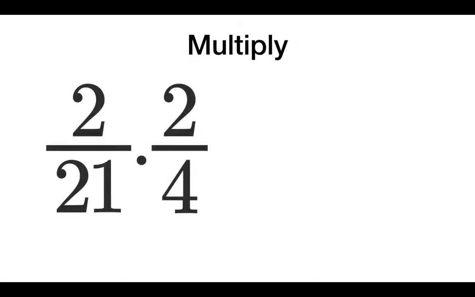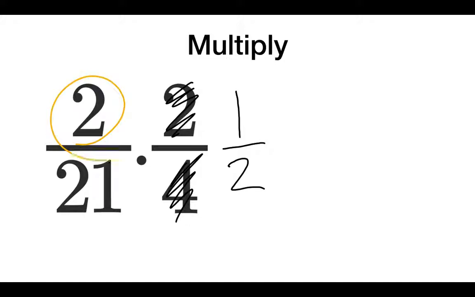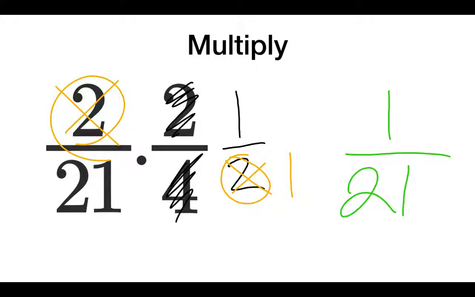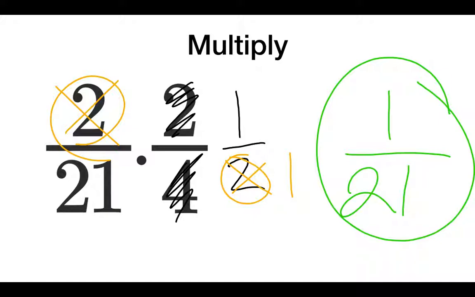So let's look at this one. If I wanted to multiply 2 over 21 times 2 over 4, the first thing I would do is change 2 over 4 to be 1 over 2. But if you look, I can actually factor this down further because anything on the top can factor out with anything on the bottom if it works. In this case, those 2's would both cancel out to become 1. So 1 times 1 is 1, and 21 times 1 is 21. So our answer in this case would be 1 over 21.